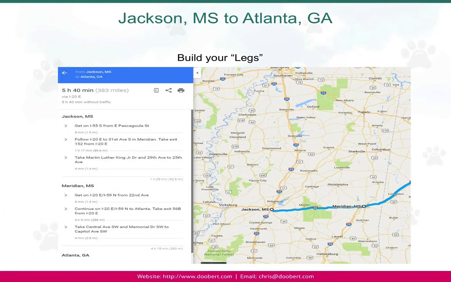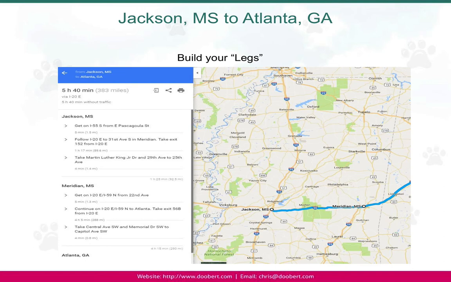So next is going to be to build your legs. This today is a little bit of a manual manipulation. One of the features that I'm working on in Doobert, and eventually we'll be able to roll out, is an auto split feature, so it'll help you to do this more effectively. But today, really what you're going to do is kind of eyeball and say, all right, what is the size of the legs that I want to do?